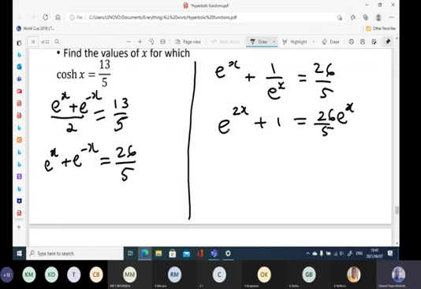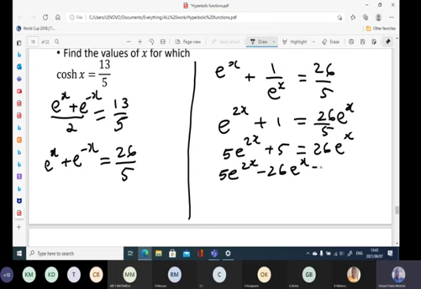So how do we simplify this? I just want to make it look quadratic. Let's just try to do that. Multiplying through by 5, plus 5 equals to 26 e to the power x. So we have 5 e to the power 2x minus 26 e to the power x plus 5 equals to 0.